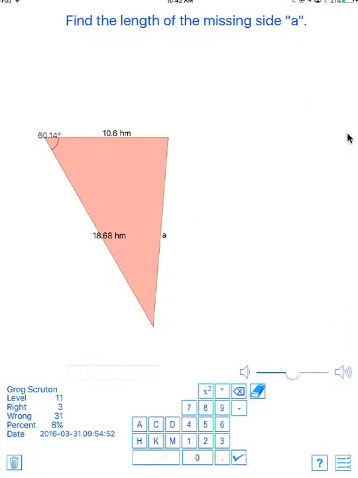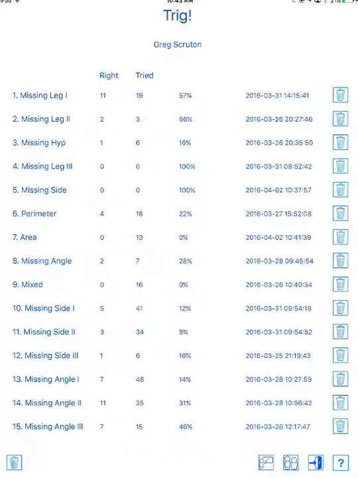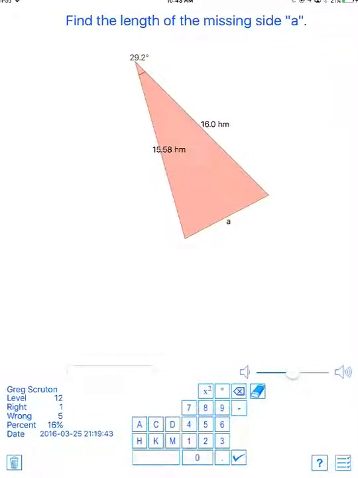Level 11, another missing side. You're given an angle and you're given two sides and you have to find the third side. And you would use the cosine law to solve this type of question. On level 12, now in this case you don't know whether to use the sine law or the cosine law. It depends on the question. So you have to evaluate each question.